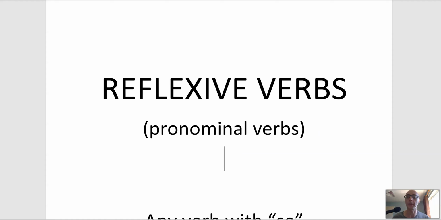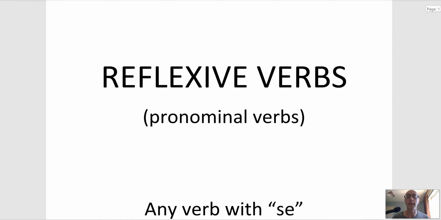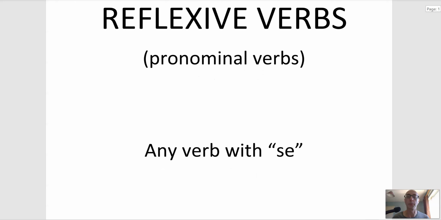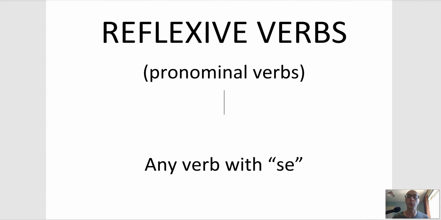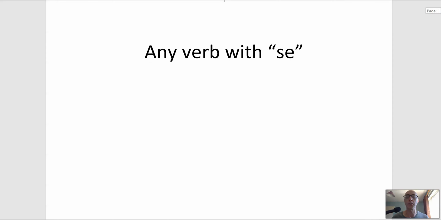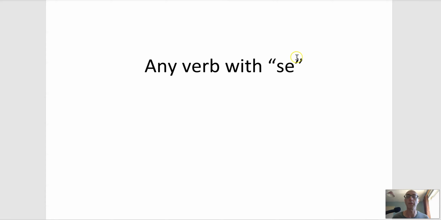Pronominal is more correct. Reflexive means that it reflects back on you. And so in English, the idea would be a verb with self in it. So to enjoy yourself, to get yourself dressed, well, we don't have a lot of reflexive verbs in English. But in Spanish, these pronominal verbs or reflexive verbs are any verb with se.